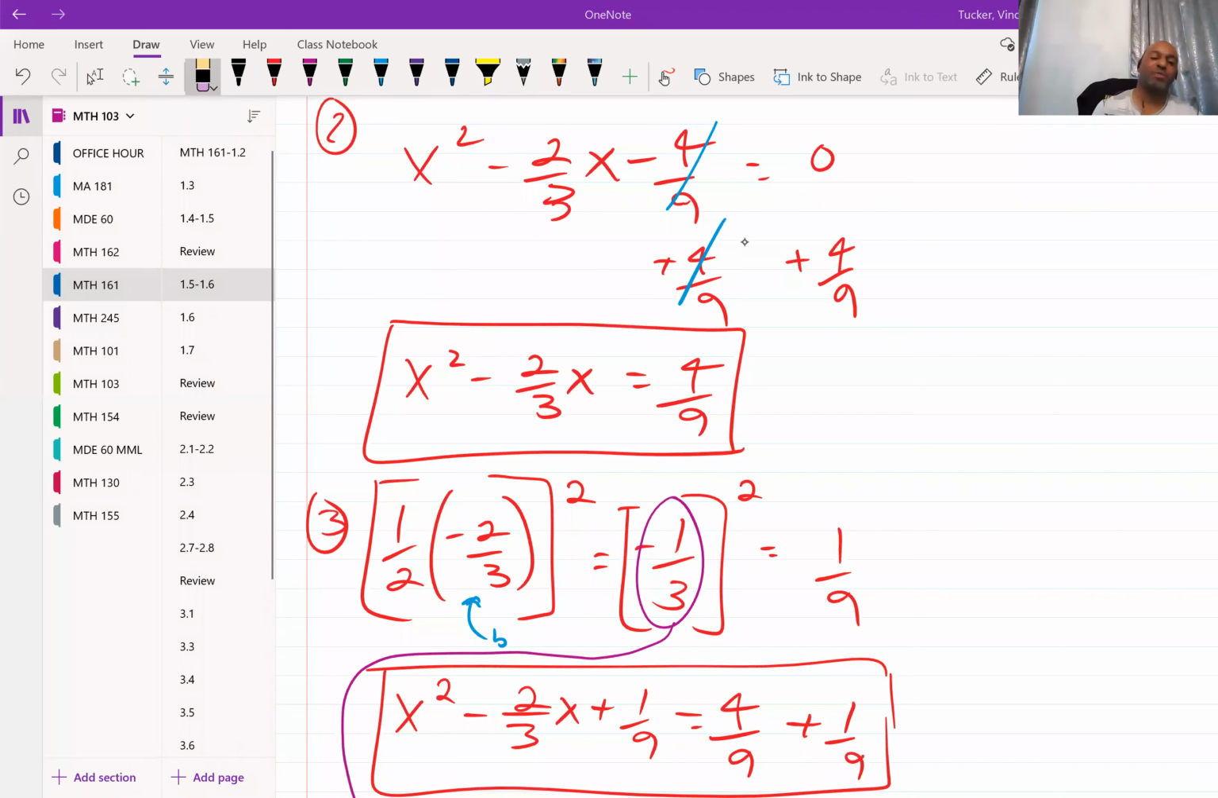So taking half of -2/3, you can go ahead and cancel the 2 that's in the column with the top and bottom. And that'll leave you with -1/3, because that was a -2/3. And now -1/3 squared is -1 squared, which is 1, and 3 squared, which is 9. So we have 1/9. Then you take that 1/9, add it to both sides. X squared minus 2/3 x plus 1/9 equal 4/9 plus 1/9.